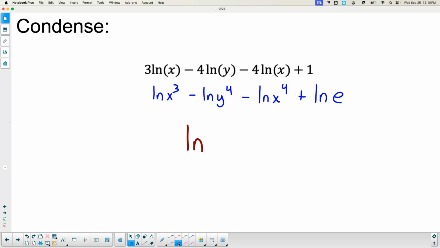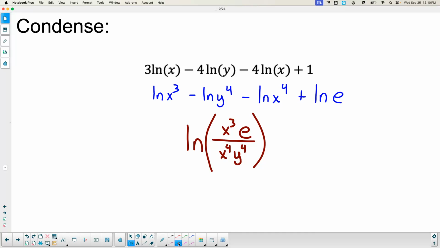X cubed is on top. Y to the 4th is on the bottom. X to the 4th is on the bottom. And e is on top. If it's being added, it goes on top. If it's being subtracted, it goes on the bottom.